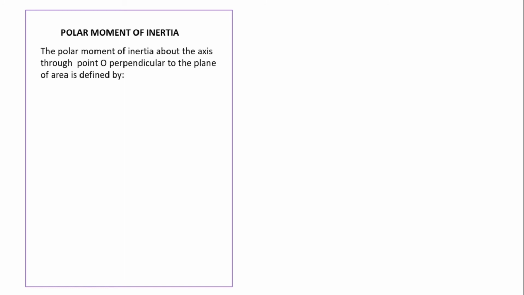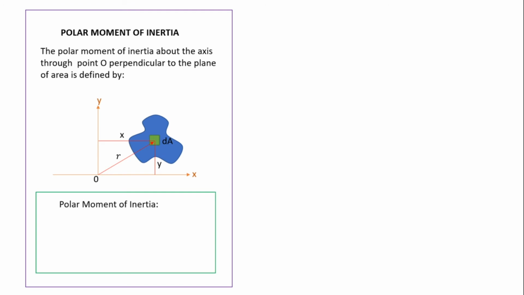So, the definition is: the polar moment of inertia about the axis through point O perpendicular to the plane of area is defined by, so we again have the x and y axis, we have a differential area, and we have moment arms x and y, and we have a moment arm from the origin to the differential area that we set as a variable r. And then, applying what we learned about moment of inertia, J is equal to the integration of the square of our moment arm times the differential area.